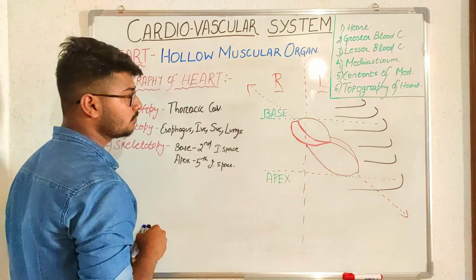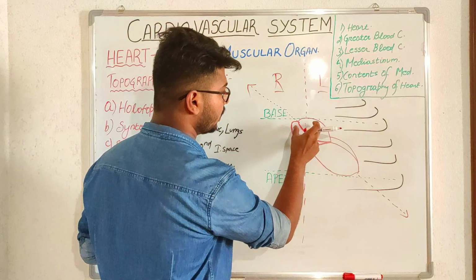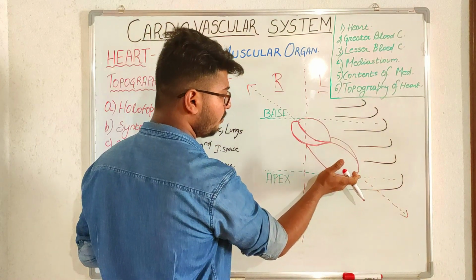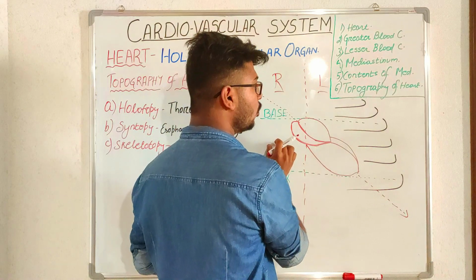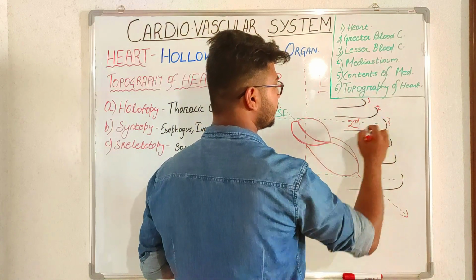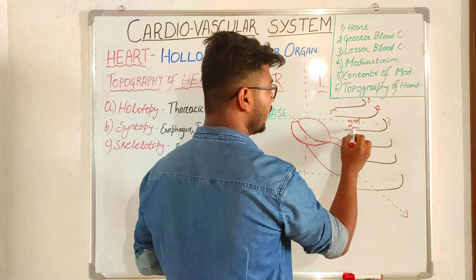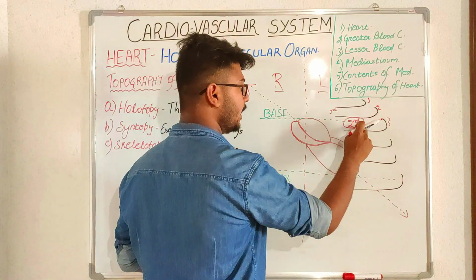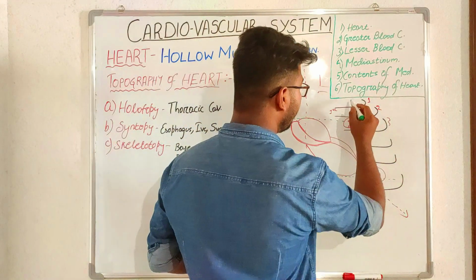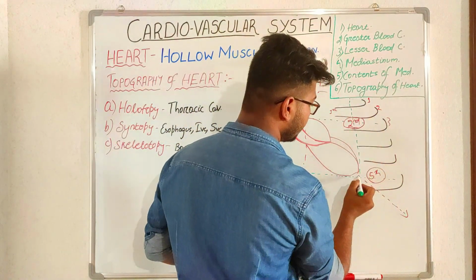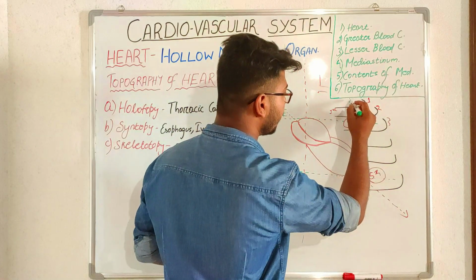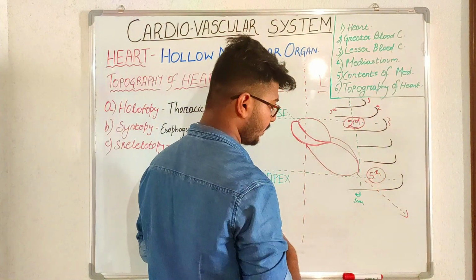Then base and apex of the heart. This is the base of the heart. The upper part, towards the superior of the heart, is known as the base, and towards the inferior of the heart it is known as the apex. The base of the heart is located at the second intercostal space. This is the first rib, this is the second rib, and this is the third rib. So it will be the first intercostal space and the second intercostal space. The base is located in the second intercostal space and the apex is located in the fifth intercostal space. And here is the mid-clavicular line. The apex is present 1 centimeter towards the left of the mid-clavicular line. This green line depicts the mid-clavicular line.